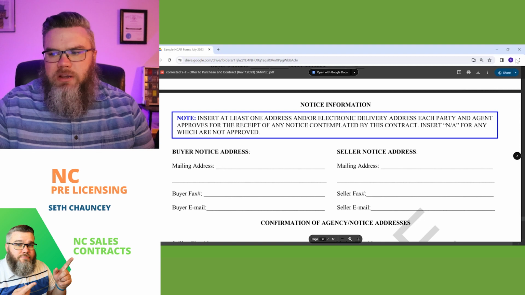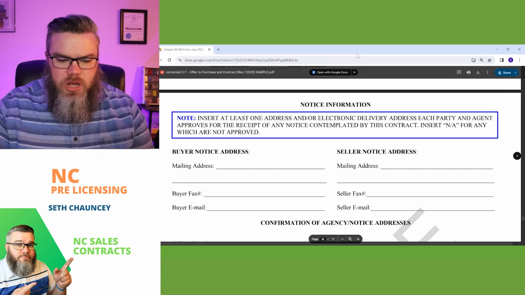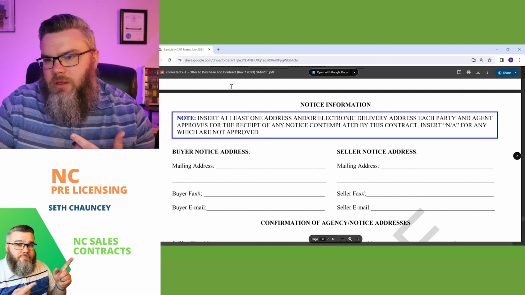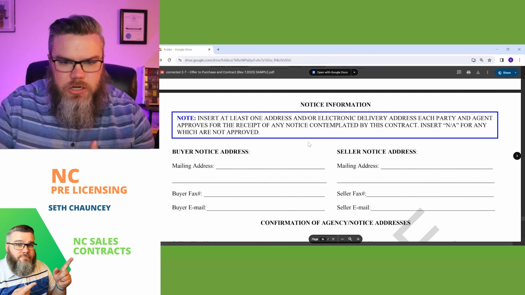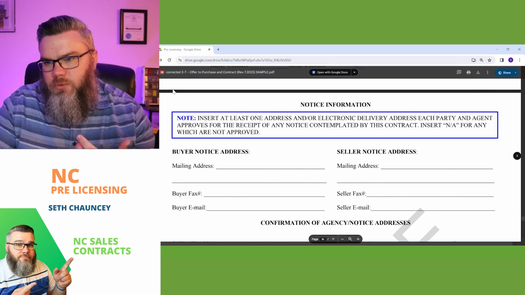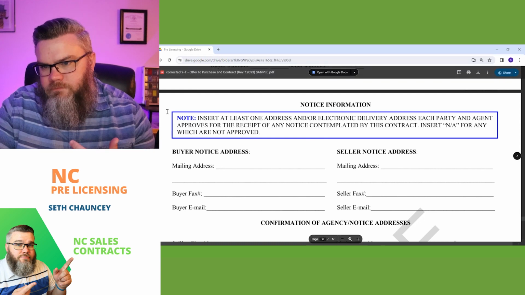So that is the 2T, folks. Very specific sales contract in North Carolina. Now, please remember that this is not the only contract that exists. This is a very testable one. This is the most commonly utilized one. Let me show you something here.